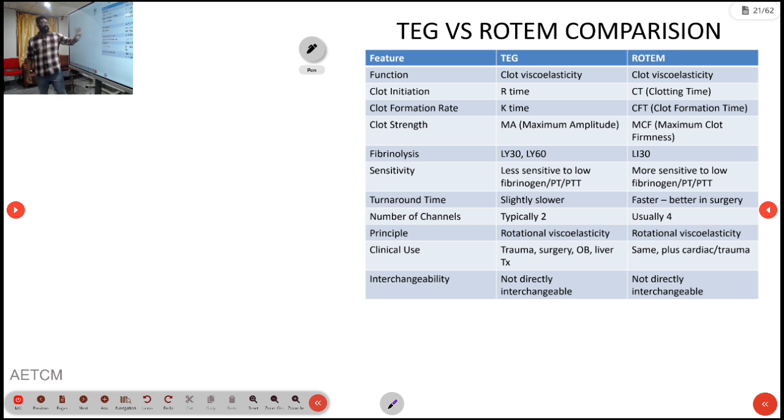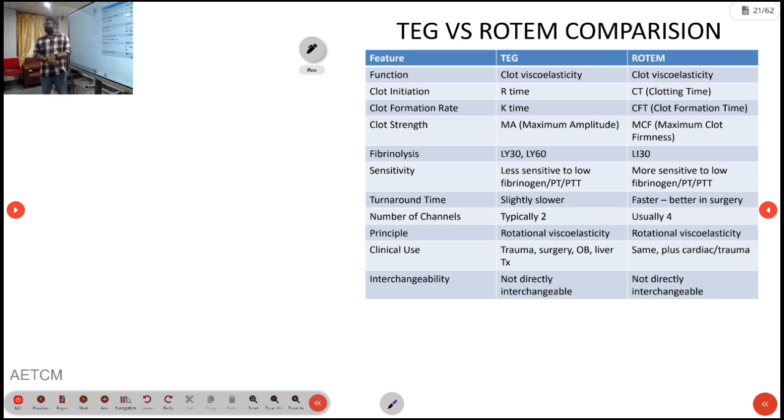So this is just a comparison between the TEG and the ROTEM. Basically both function on clot viscoelasticity. Clot initiation is given by R time in TEG, and by CT, clotting time, in case of ROTEM. Clot formation rate is given by K time in TEG, and clot formation time in case of ROTEM. The clot strength is MA, the maximum amplitude, one and the same thing.